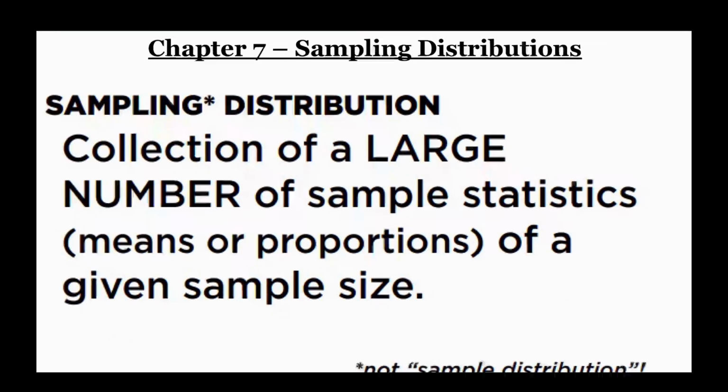So, sampling. We've done samples before. We've taken samples before. Distributions, we've looked at distributions before. Distributions are things like graphs, looking at a set of data. We've done those. We have never done them together. That's what chapter 7 is.